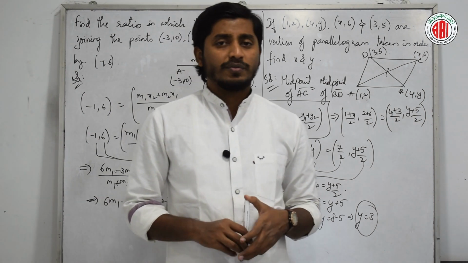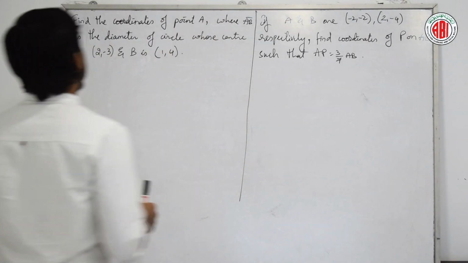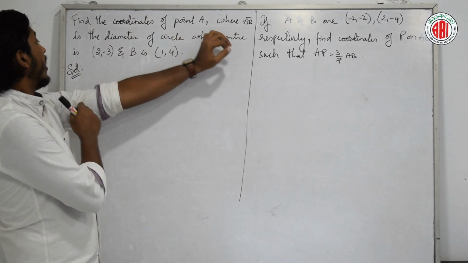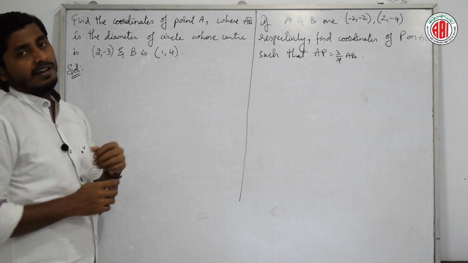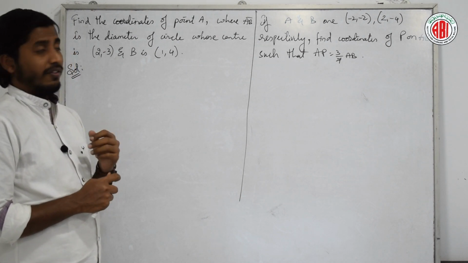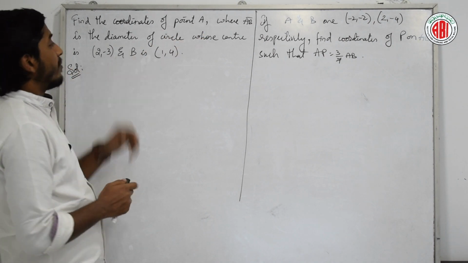Shall we do a few more problems? Let's do. See here the next question. Given here, he is asking us to find the coordinates of a point A where AB is the diameter of a circle. What does that mean? Do you know what the diameter of a circle is? We know, right? Diameter means the one whose center is this and B is this.